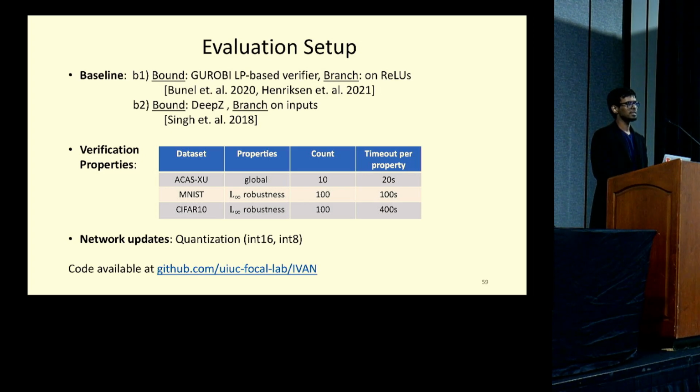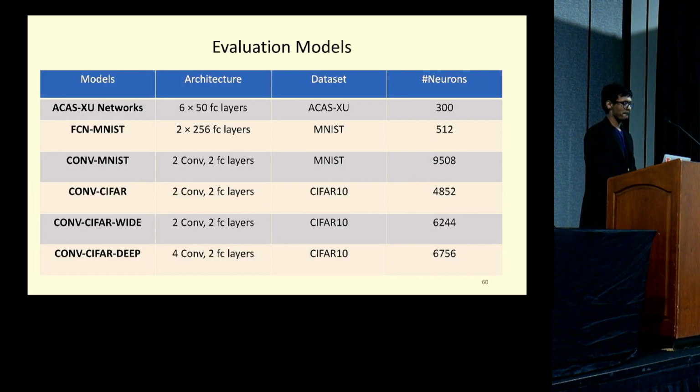Our paper has results for other updates, ablation studies, hyperparameter sensitivity analysis, but I'll only present a subset of the main results here. The models that we use contain fully connected layers and convolutional layers, and they have neurons from 300 neurons to 10,000s of neurons.